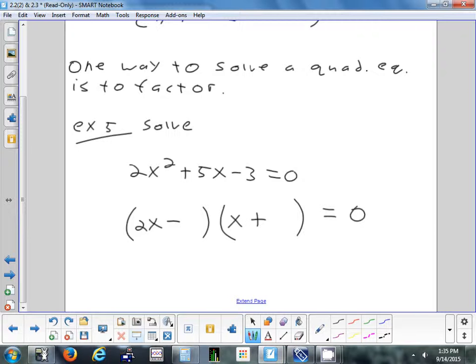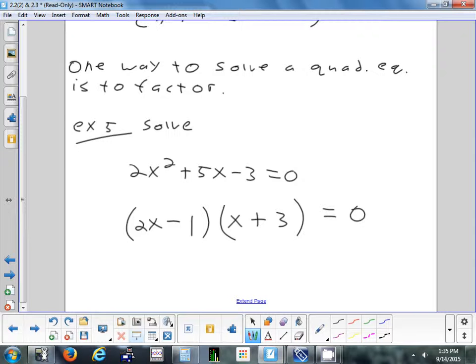Does it make a difference where they go? Yes. So I just guessed. If it doesn't work, we can always switch them. And now I need 2 numbers that multiply to give me 3. 3 and 1. Does it make a difference where we put them? Yeah. So I'm just going to do 3 and 1.